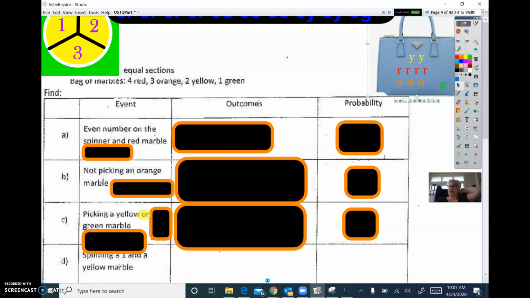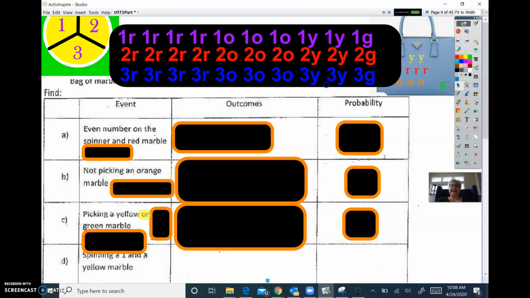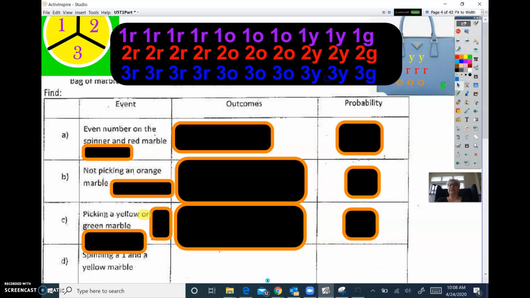And I think the key to doing these problems is, first of all, to remember that you're spinning the spinner and picking the marble at the same time, and to draw yourself a sample space, meaning every single possible combination of what could happen every time you spin the spinner and pick a marble. So now we can go through the questions.